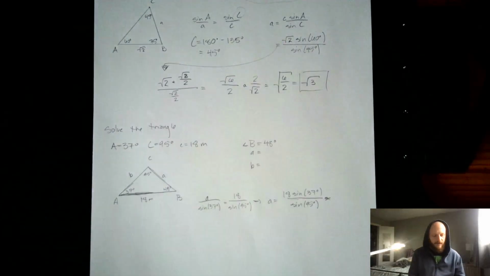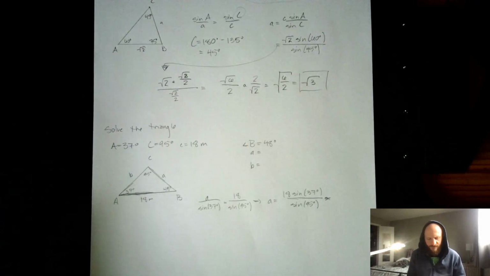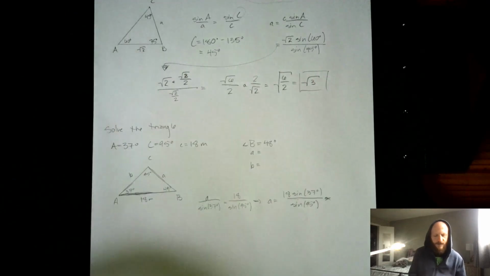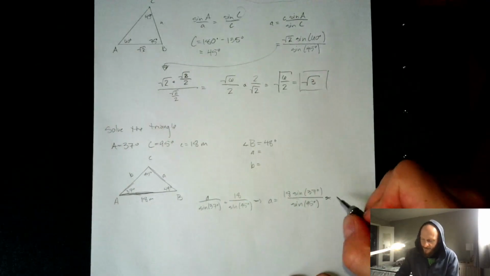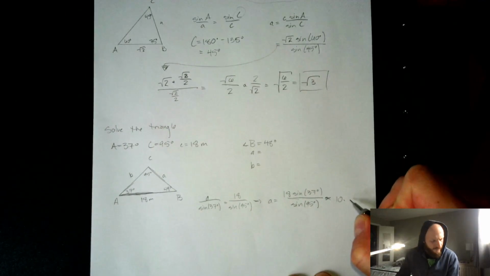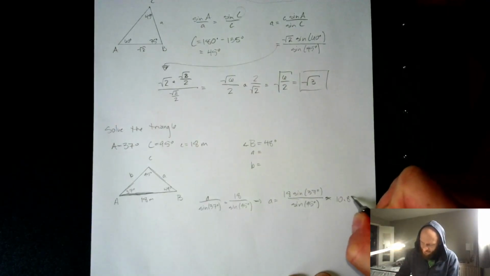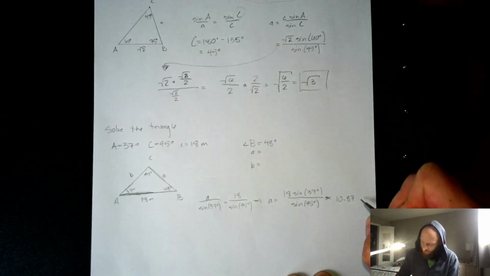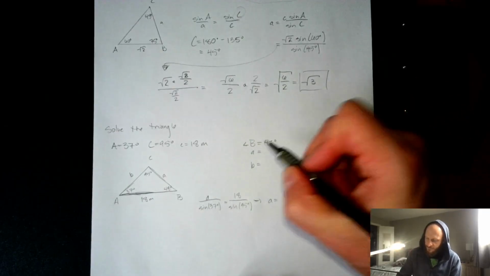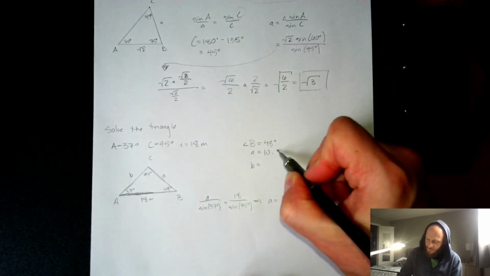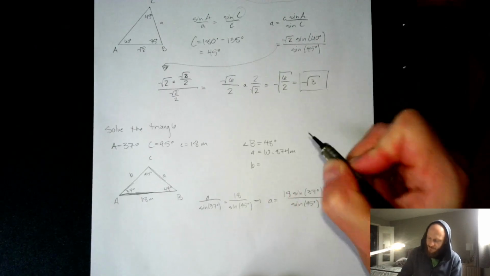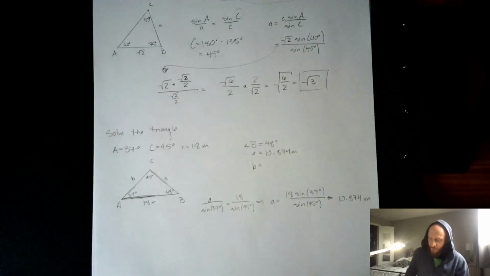It's going to be nothing pretty. If you're plugging this into your calculator, make sure that you are in degrees mode, or you're going to get the wrong answer. It comes out to about 10.8740, and that's meters. So that's side A, 10.874 meters.